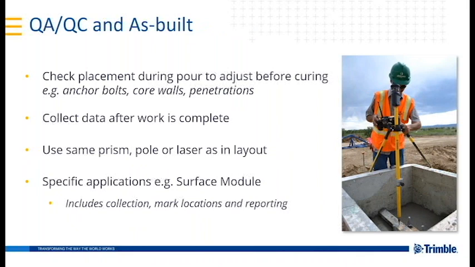QA and QC, record and as-built. There's a couple of ways of doing this. Again, simply using the laser. By pointing the laser at something, collecting it, you can give it a description. It's going to collect the XYZ coordinate of that, and you can send this back. And the other way is by using the traditional method of the prism as well. But yeah, so it's not just one way. It's been able to record as-built and verify things out on site as well.